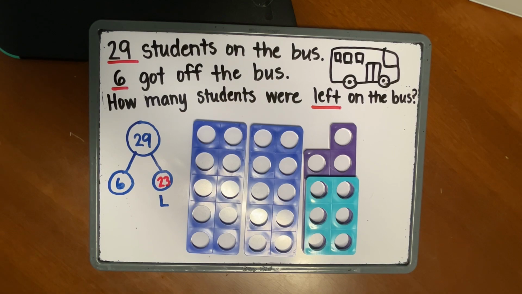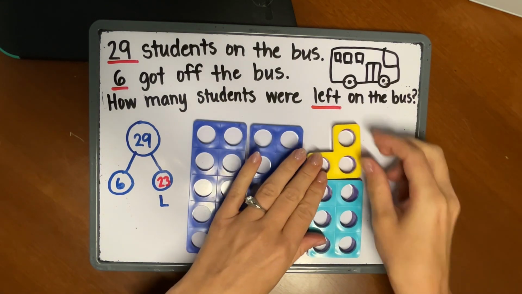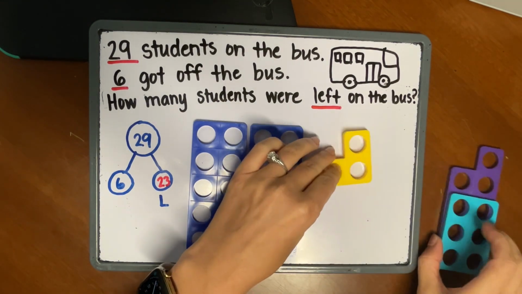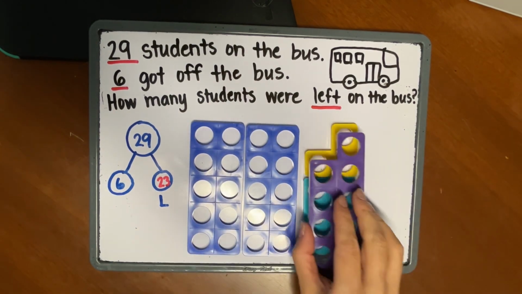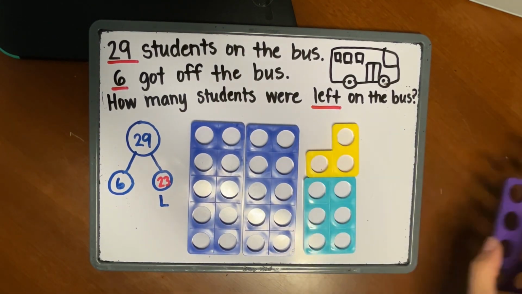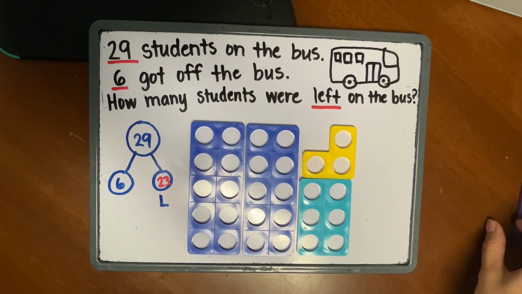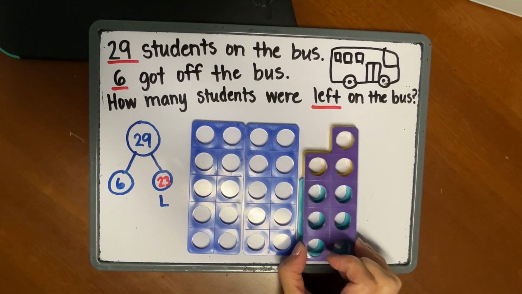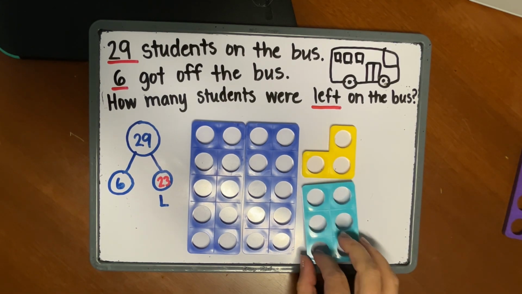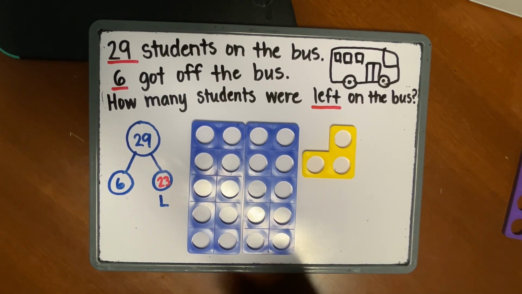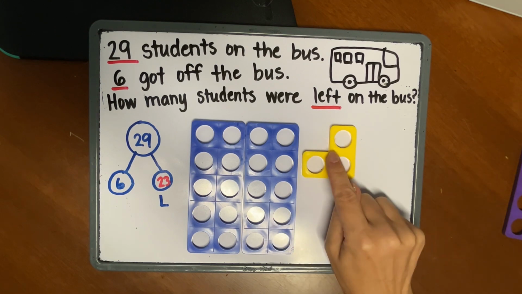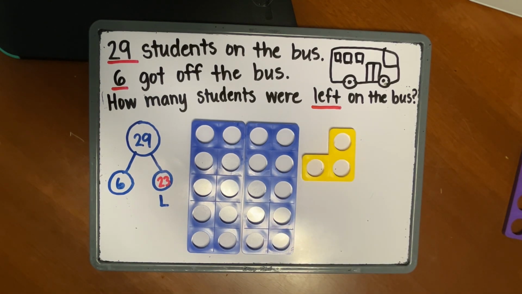Or you might have said, I know I can trade this. It's the same amount, so I can break it by just trading it for new Numicon. And I can see I still have 20 and 9, but now I can take the 6 away. And I can see that I have 20 and 3 left.